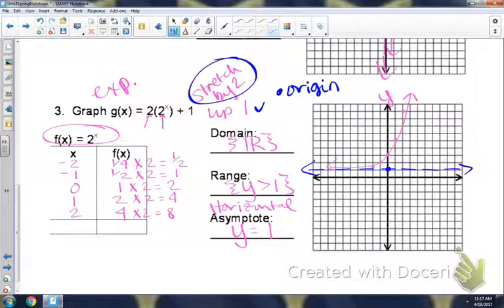So you're still shifting your origin like we did in the past. So we're shifting that, and then we're plotting our points.